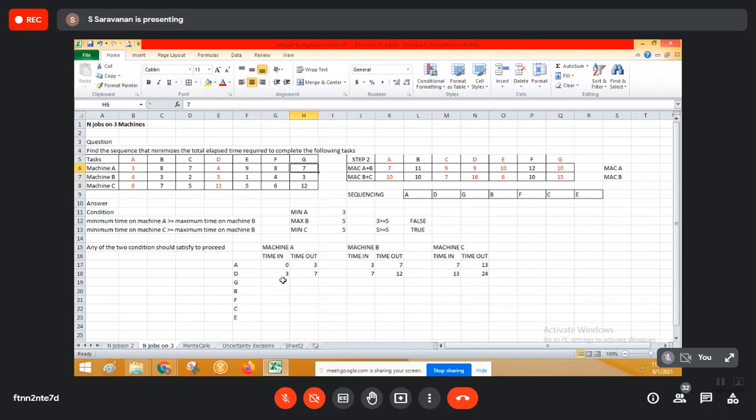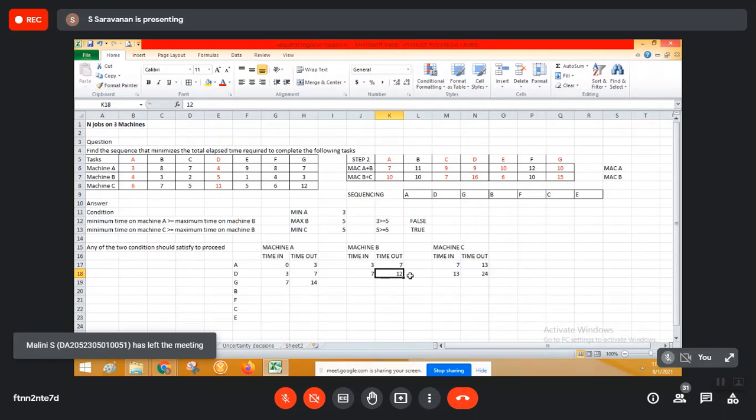G is 7. The timeout of the earlier process is 7, so it enters at 7. What we are doing, G: 7 plus 7, so 14. Now it enters at 14. See here, the machine has completed its activity at 14, but here the machine has now completed its activity at 12. So what should we use, 14 or 12?